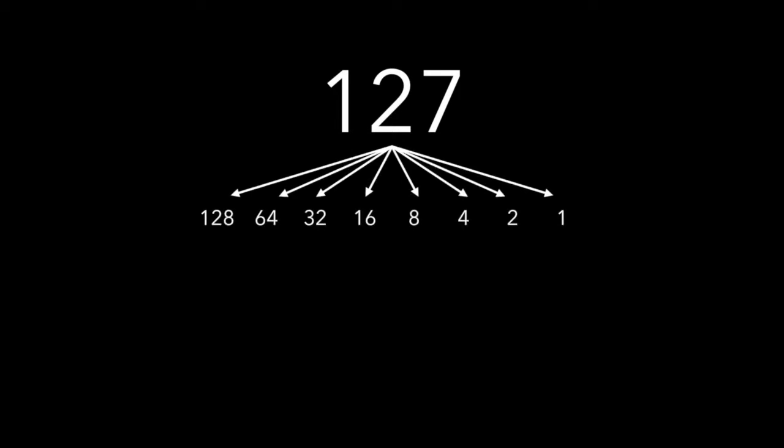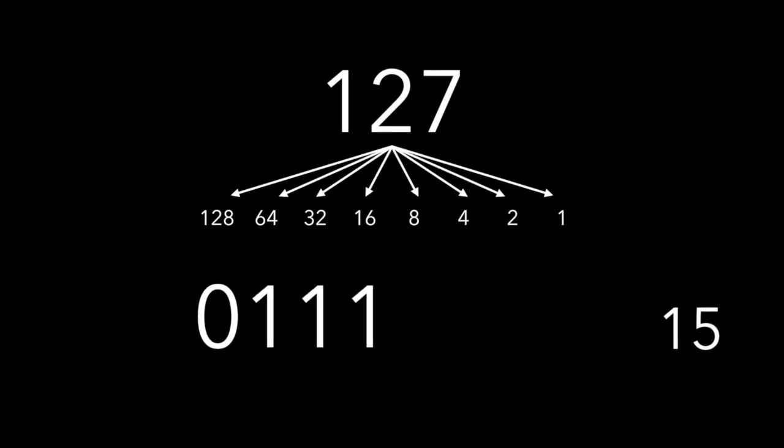So 127 is not bigger than 128, but it is bigger than 64. Now our remainder is 63, which is bigger than 32. 31 is bigger than 16. 15 is bigger than 8. 7 is bigger than 4. 3 is bigger than 2, and 1 equals 1. So that's now 127 in binary.